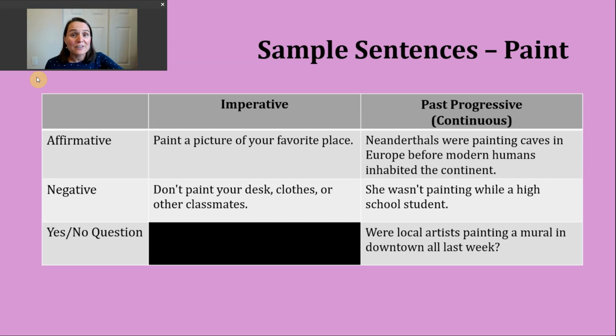If you want to make a yes or no question, you can start with the past form of be, whichever form matches your subject, and the subject comes next, and then we'll have the ing form of the verb. Here's another example: Were local artists painting a mural in downtown all last week? So we're asking if this action was ongoing.